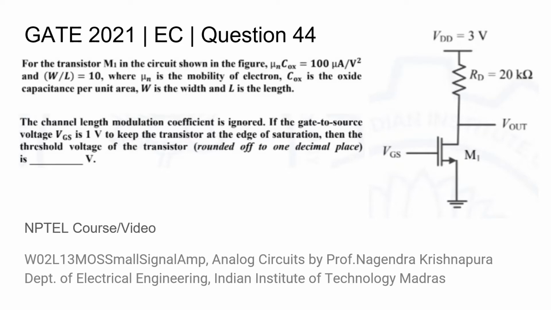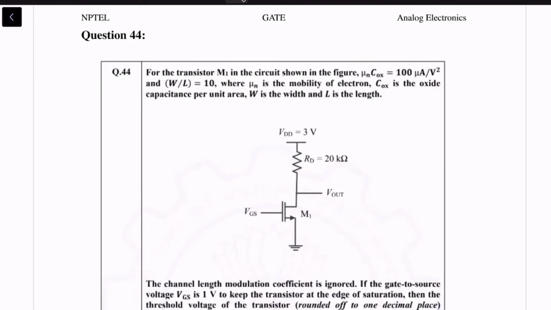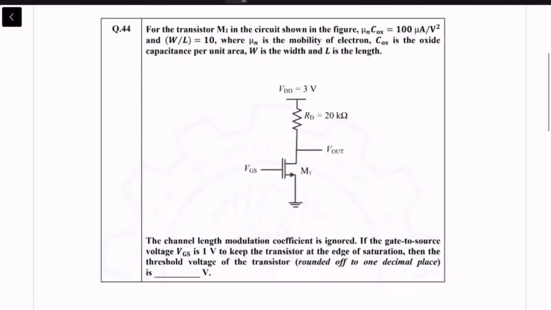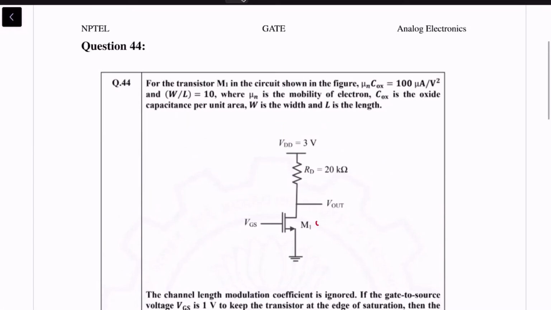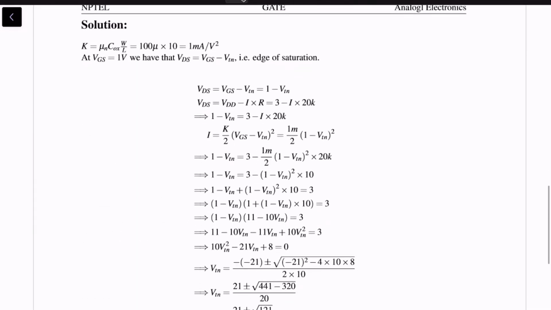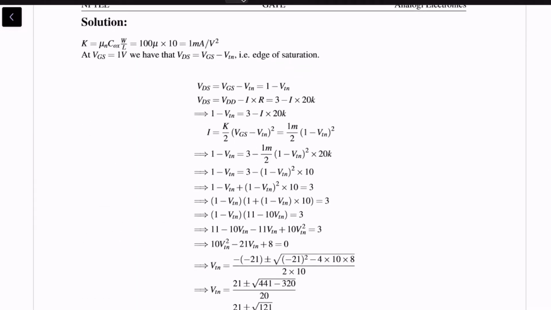Underneath the question, you will find the title of the NPTEL course or video relevant to this topic. Let us proceed with the solution of this problem. We are given that W by L is equal to 10 and that this RD value is 20K and VDD is 3 volt. The idea is that the transistor is having a K of mu and Cox W by L, which is 1 milliamp per volt square.